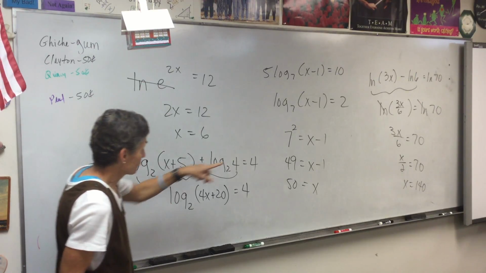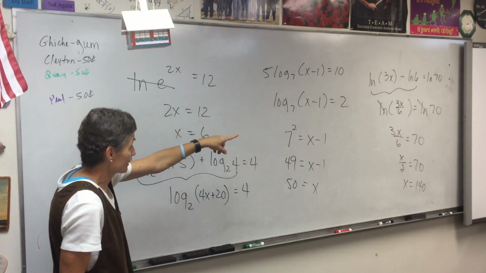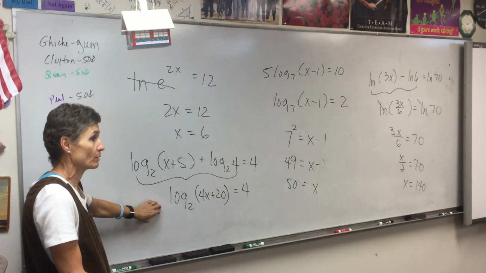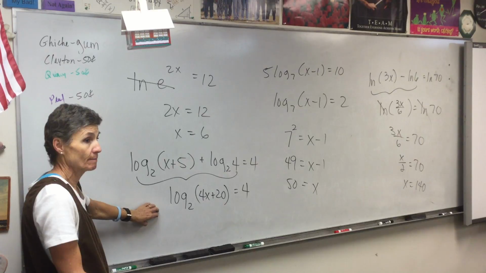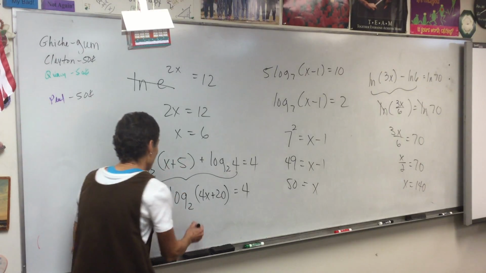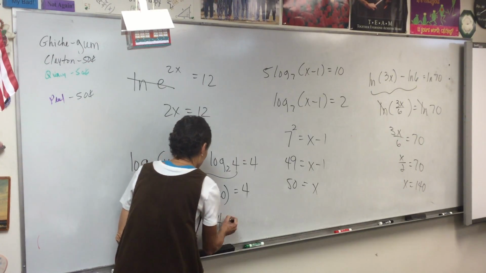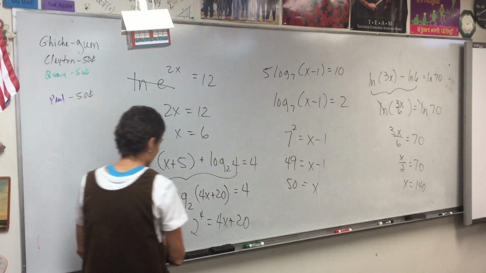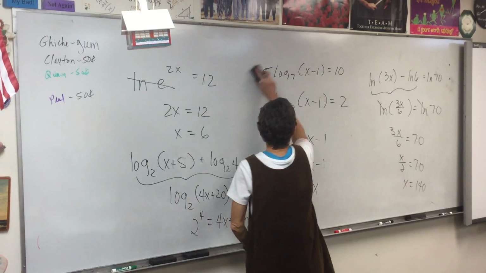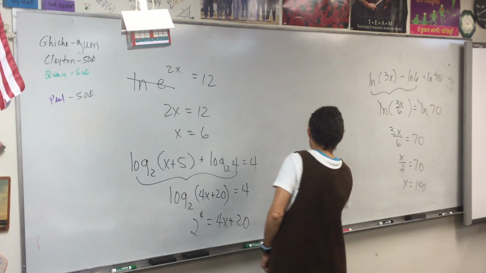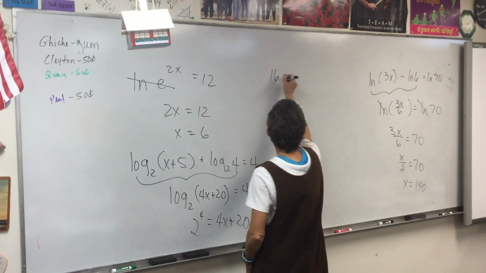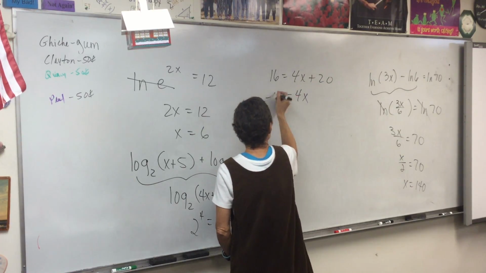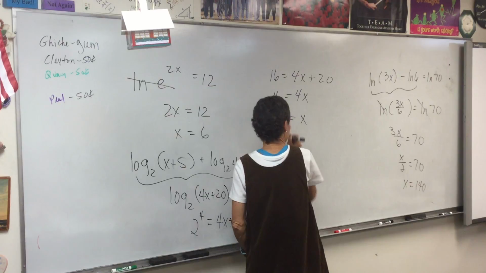Now this is a little different than that one was, because that one had logs on both sides. This one does not. So how do I deal with that when there's only one side of logarithms like this? 2 to the 4th equals 4x plus 20. So 16 equals 4x plus 20. So 4x equals negative 4 and x equals negative 1.